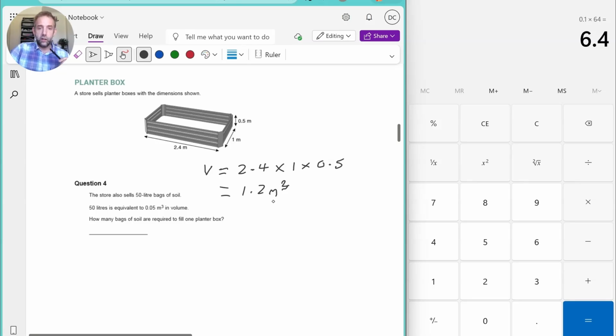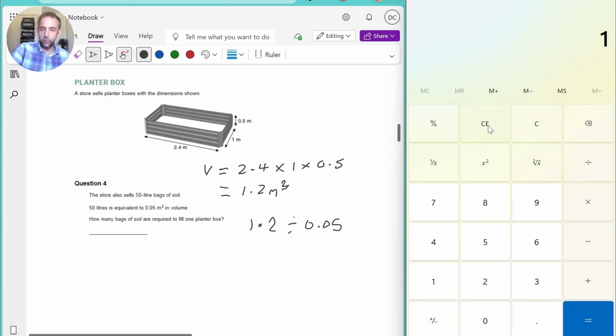So I could either change this to litres and then see how many times 50 goes into it. Or if I'm told that 50 litres is equivalent to 0.05, I could see how many 0.05s go into 1.2. What I can't do is a calculation where one of the numbers is in litres and the other number is in meters cubed. You've got to have the same unit. But here, considering I've got this number already, I want to see how many times 0.05 goes into 1.2. This is in meters cubed, this is in meters cubed as well. So that will work. It will give me my answer.